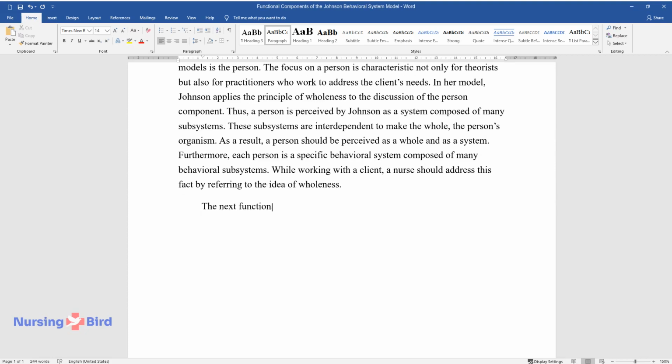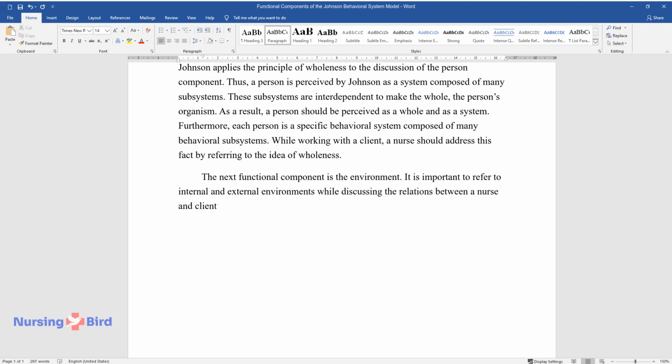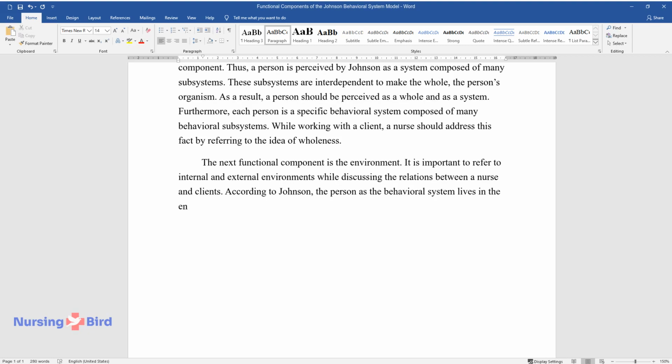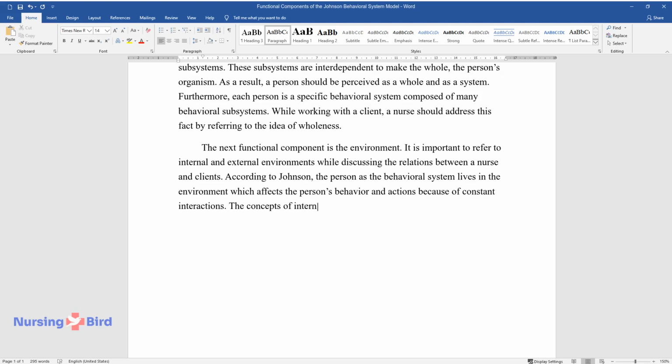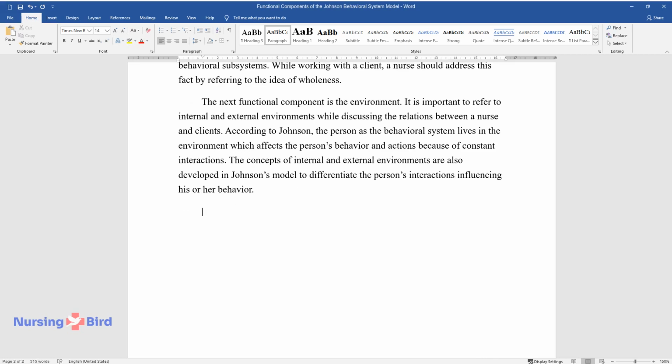The next functional component is the environment. It is important to refer to internal and external environments while discussing the relations between a nurse and clients. According to Johnson, the person as the behavioral system lives in the environment which affects the person's behavior and actions because of constant interactions. The concepts of internal and external environments are also developed in Johnson's model to differentiate the person's interactions influencing his or her behavior.